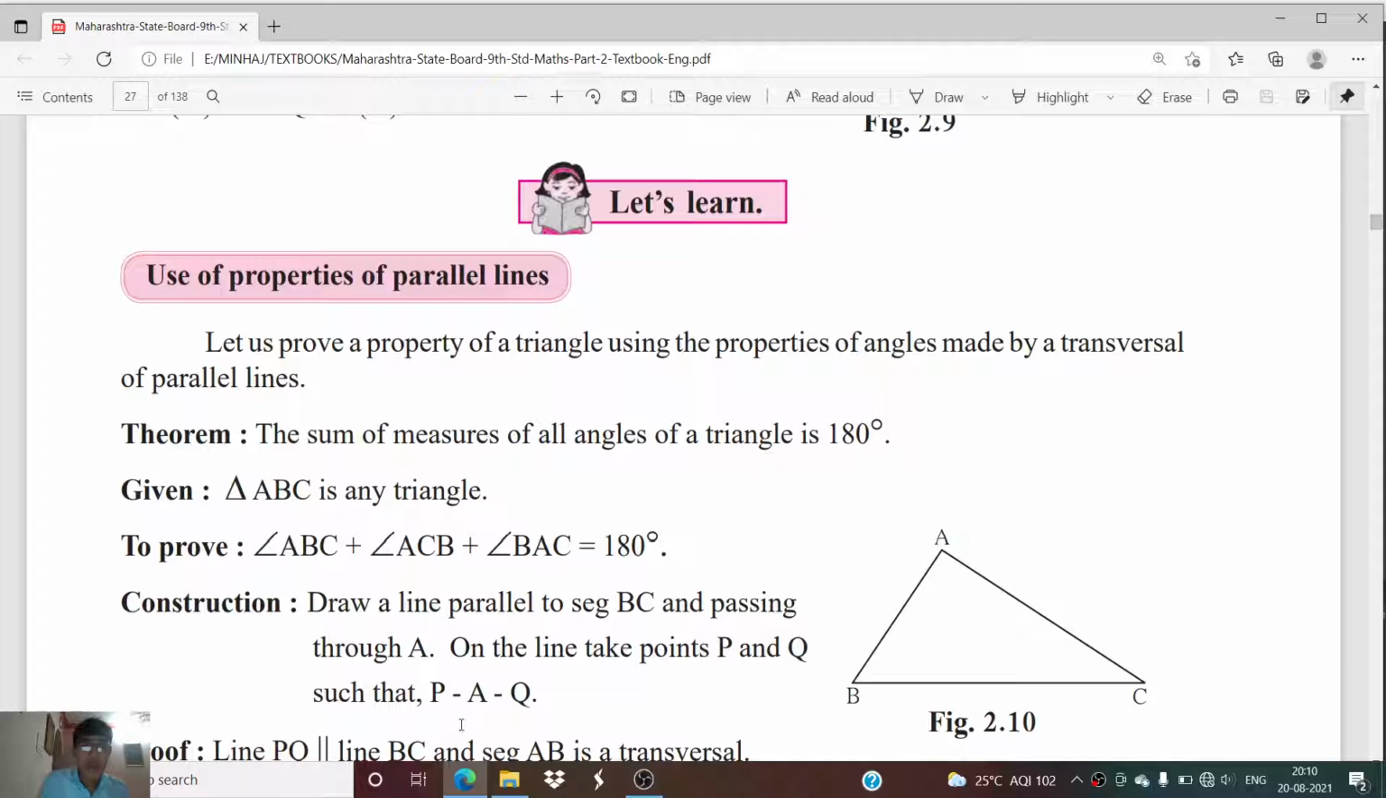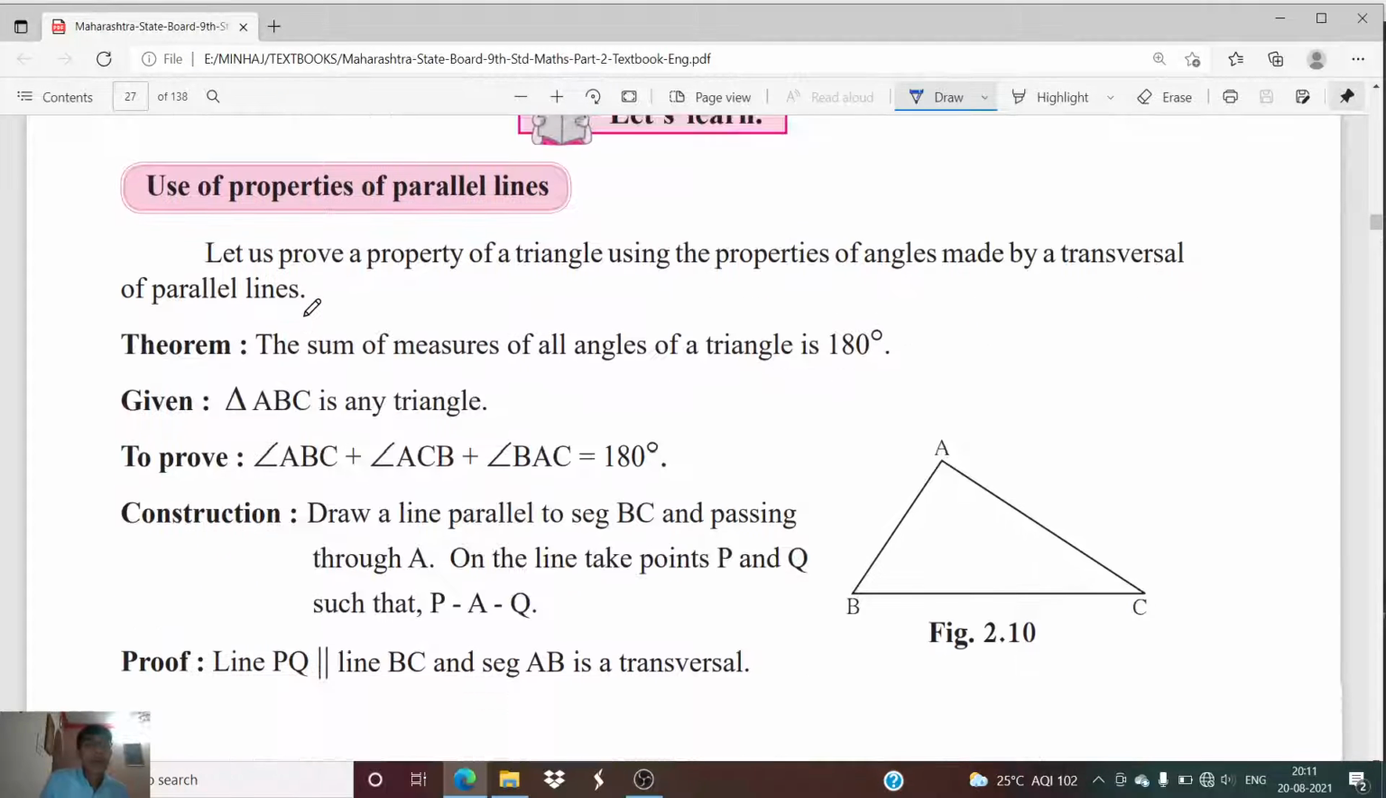In this particular lecture, we are going to see the uses of properties of parallel lines. In the previous lecture, we have seen the practice set 2.1. We have studied the properties of parallel lines. We know about the corresponding angle property. We also know about the interior angle property and the alternate angles property. So by using those properties, what else we can prove in the field of geometry, we are going to see in this particular chapter. In this lesson we are going to deal with that particular point.